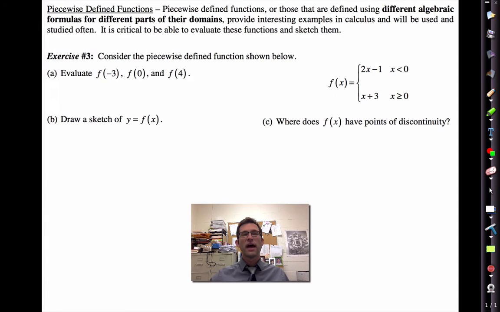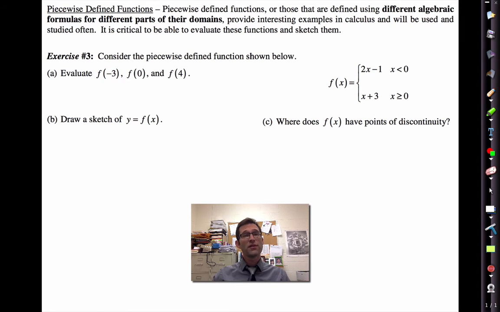Excellent. Let's take a look at piecewise functions. Now, a lot of people kind of think of piecewise functions as cheating, all right, because they're not defined with just a single algebraic formula. In fact, they're defined with different algebraic formulas for different parts of their domain. I don't think of them as cheating at all.